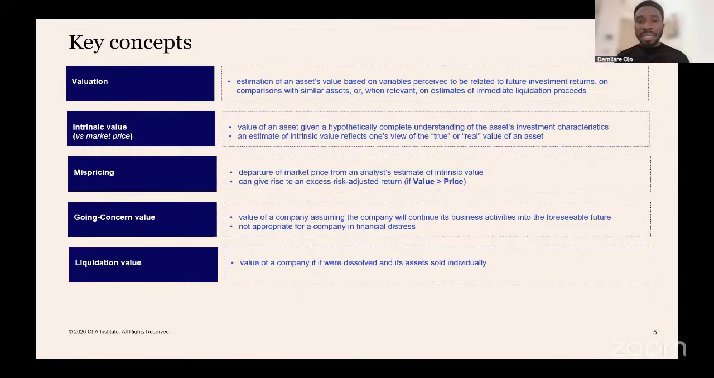So the estimate of equities as an asset class is based on different variables relating to future investment returns or comparisons with similar assets. Those are the things that you do when you're talking about valuation. And when we do valuation, we get something that we call an intrinsic value, and that is different from market price. Now, intrinsic value of an asset is the value of the asset based on the understanding that an analyst or the valuer has about that asset's characteristics.